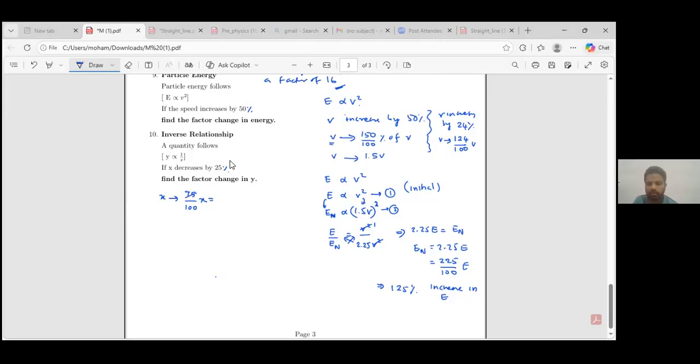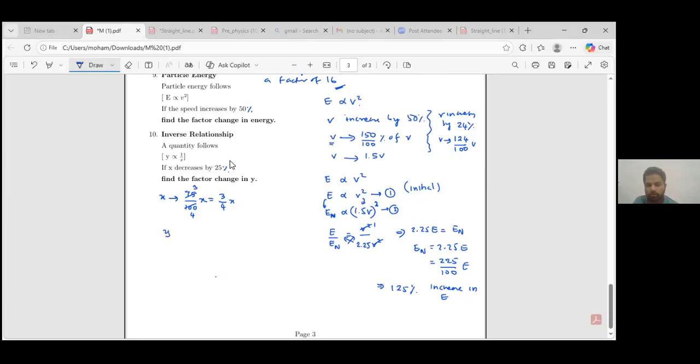75 over 100, I can simplify. I can divide 75 by 25, you get 3. Divide 100 by 25, you get 4. So it's 3/4 of x, right? So that's the change in x. Now x becomes 3/4 of x. So let's see what happens to y.